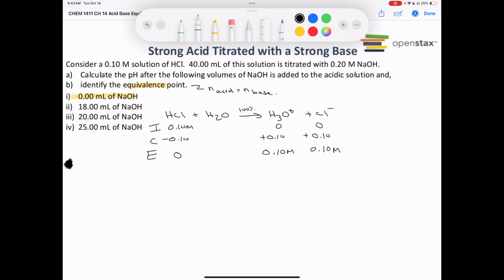And as I stated before, the chloride doesn't affect pH in any way, but we know that the concentration of our hydronium ion does affect the pH. And so we're going to calculate our pH is going to be equal to the negative log of the concentration of hydronium. So our pH is equal to the negative log of 0.10, and we get that our pH is going to be equal to 1.00. Remember, we have 2 sig figs in our concentration, and therefore we report 2 decimal places in our pH.